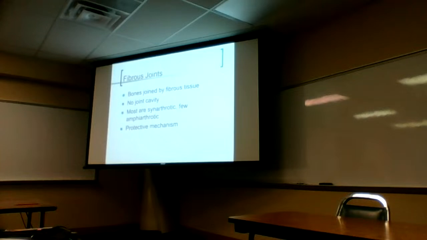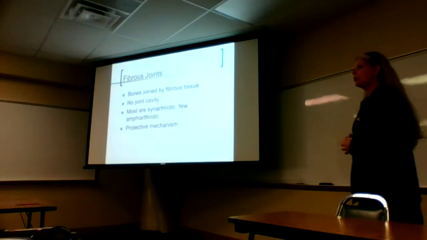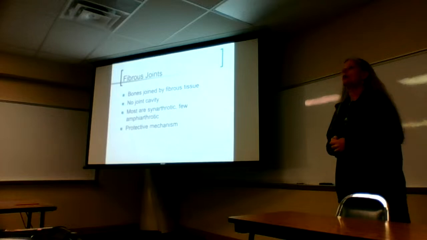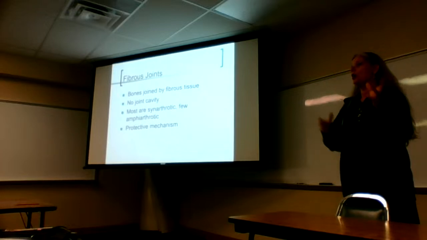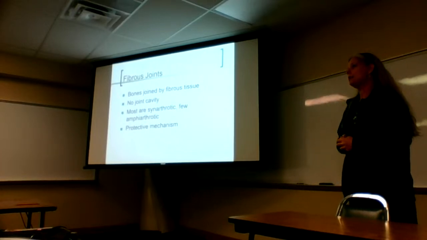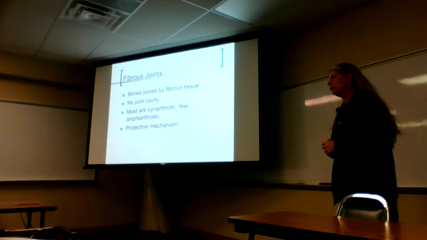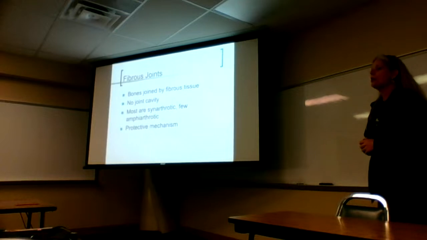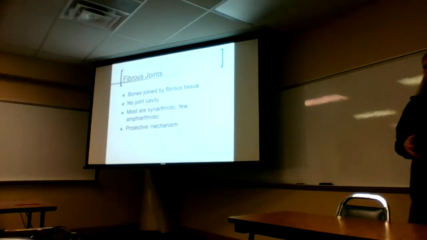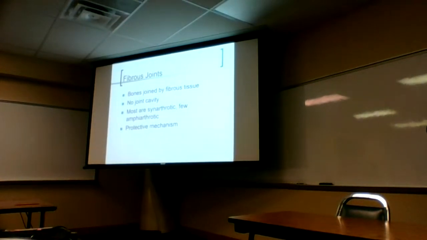So the first ones are fibrous. The bones are united by fibrous tissue, dense regular or irregular connective tissue. There is no joint cavity, so it's bone, connective tissue, bone, no gaps or anything like that. Most of them are synarthrotic. They don't move, but a few can wiggle. A few are going to be amphiarthrotic. And their major gig is protection of the soft, squishy bits of our body.